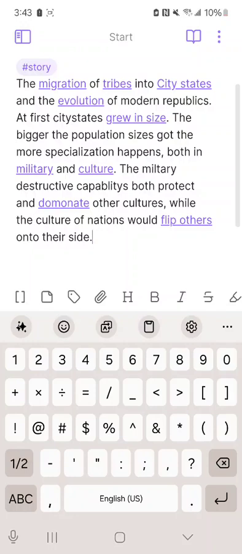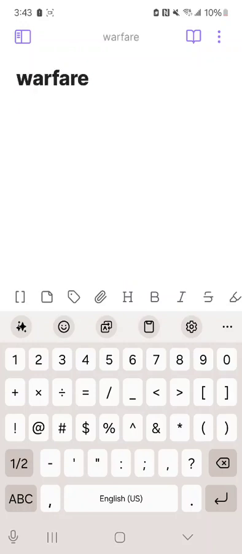As the populations grow larger, this specialization occurs in the military and the culture. The military's destructive capabilities both protect and dominate other cultures, while the culture of nations flips others onto their side. So warfare in this game is going to use the horse, the knight. The knight will stand and command the pawns in a 9 square radius around the object.